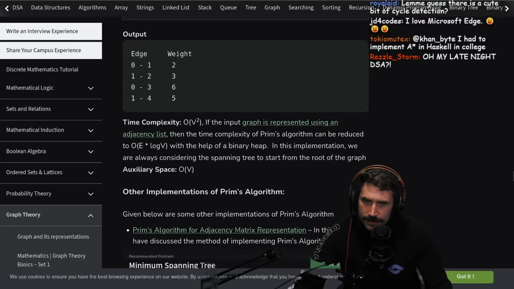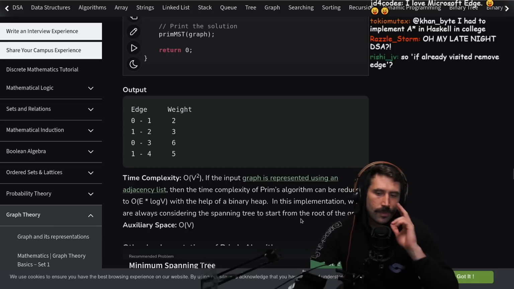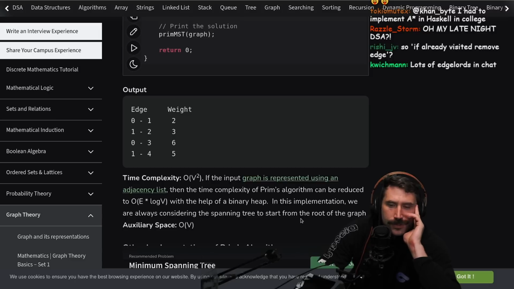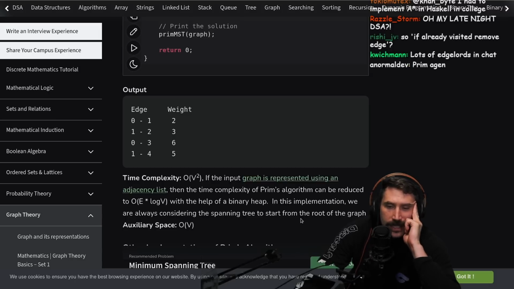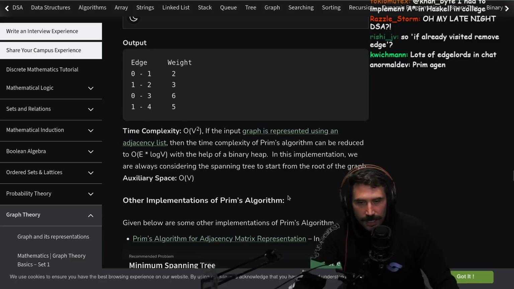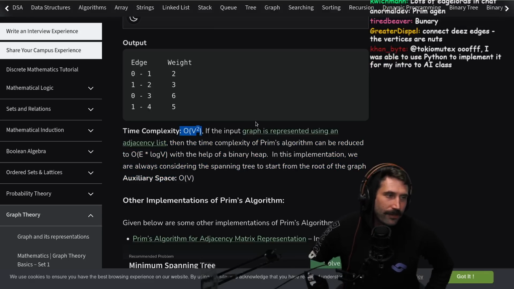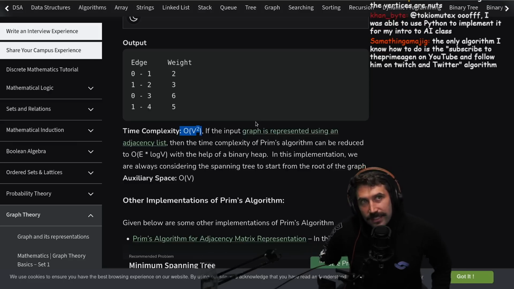Ooh, why is that? Why is it vertices squared? Okay, if the input graph is represented using an adjacency list, then the complexity of Prim's algorithm can be reduced to E log V. Okay, that makes sense. With the help of a binary heap. In this implementation, we always consider the spanning tree to start from the root of the graph. Auxiliary space. Okay, so I have to argue in my head, why is it V squared?